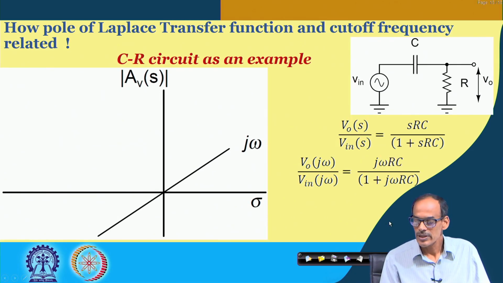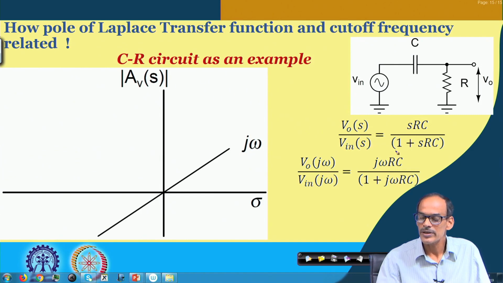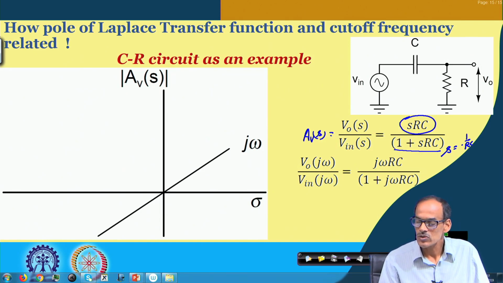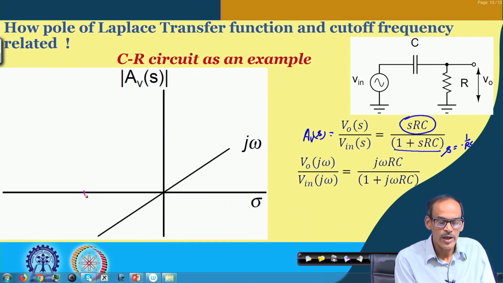So, in this CR circuit, the denominator part is the same, which means that this is also having a pole at s equals minus 1 by RC. In addition to that, it is also having a 0, which means that the numerator polynomial of this transfer function AV(s) becomes 0 at s equals 0.